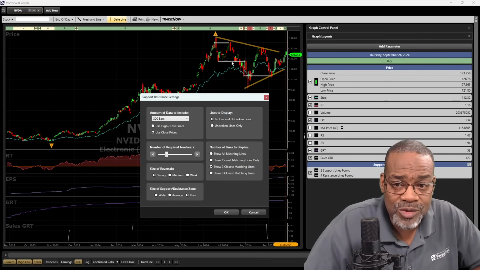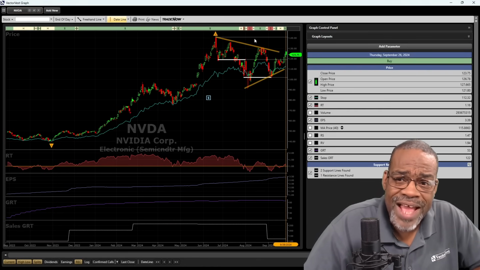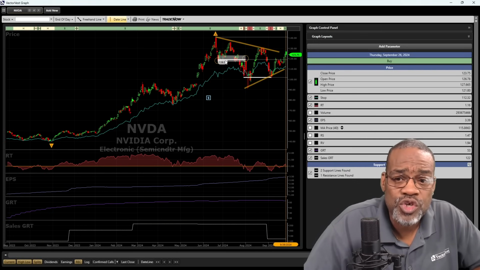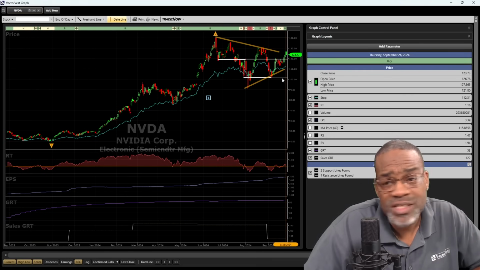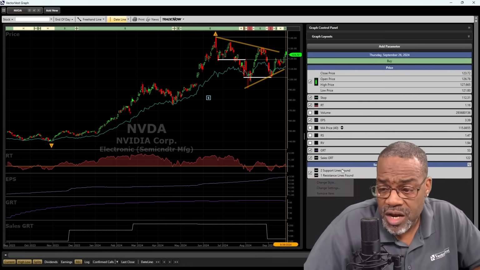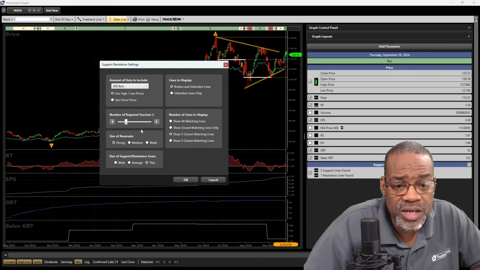If I put my mouse on any one of these bars, you notice 2 touches. Here, 2 touches. Here, I don't have quite 2 touches, and that's why it's not a solid line. You notice the touches will show in the darkened areas of support and resistance. These are lines that reflect support or resistance. They're just not filled in yet because they don't have 2 touches. So I'm going to go back and change the settings. I'm going to leave it on 2 touches.